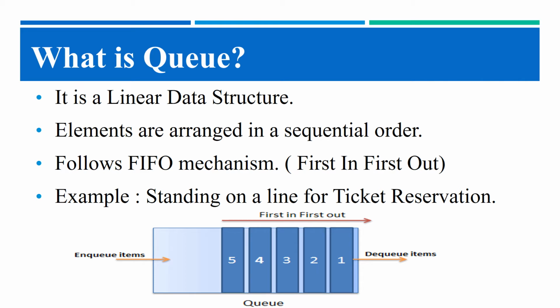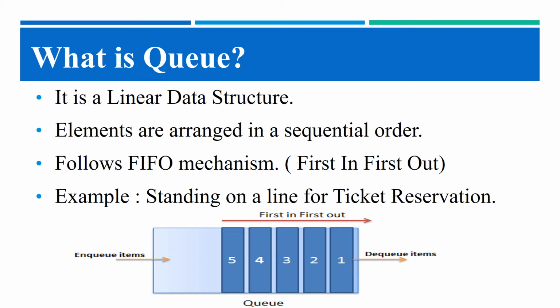What is a queue? A queue is a linear data structure which follows a particular order in which the operations are performed. The order is first in, first out. A good example of a queue is a queue of persons at a ticket counter, where the first person entering the queue gets the ticket first. From the picture itself, we can understand the concept of queue.